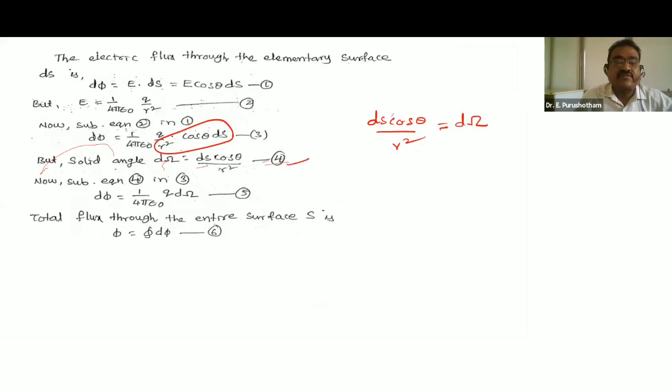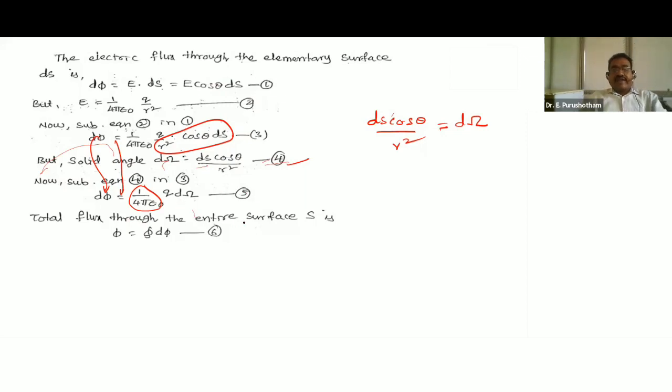Now substituting this equation 4 in equation 3. So dφ is equal to 1 by 4π ε₀ Q into dΩ. This is equation number 5.